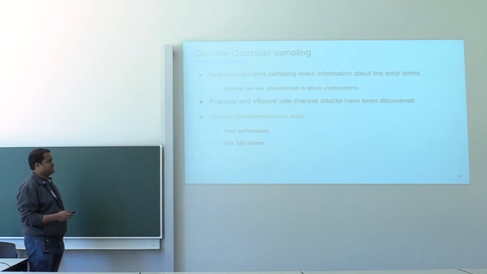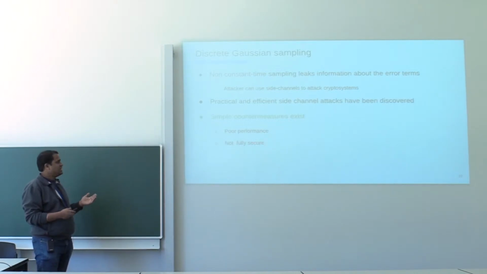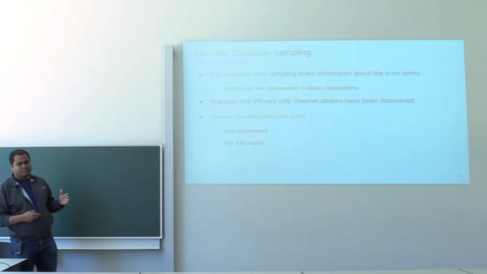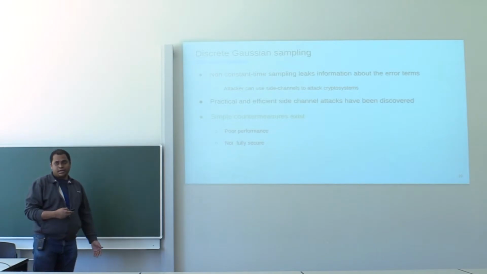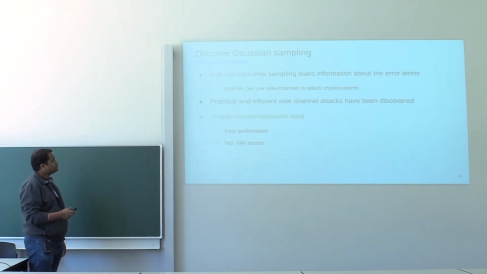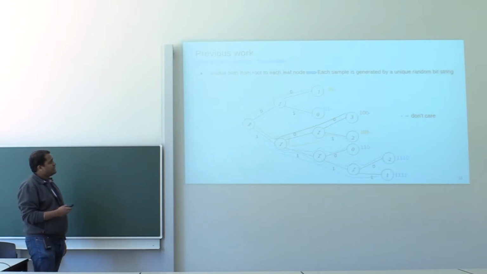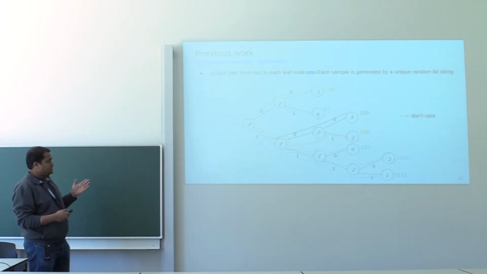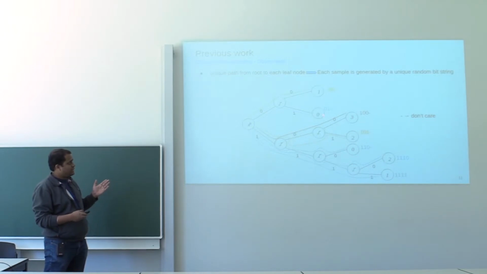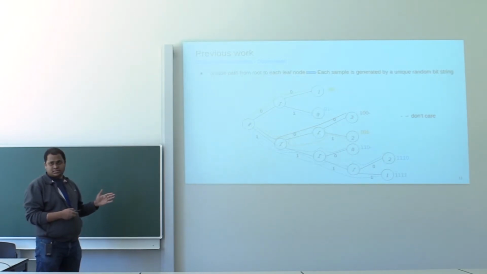For example, the BLISS signature scheme. There are, of course, some simple countermeasures, but most of them have very poor performance, and there are some which cannot be proven secure against side-channel attacks. Actually, this was an open problem for a long time. In our previous work, we first noticed that this DDG tree is a binary tree, right? So there exists a unique path from the root to each leaf node. This means that each of these samples is generated by a unique random bit string.